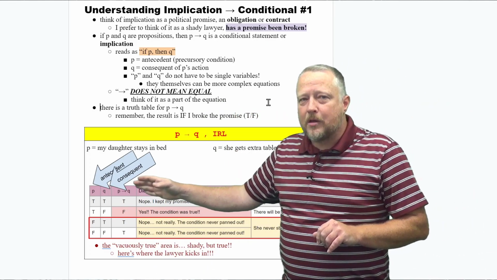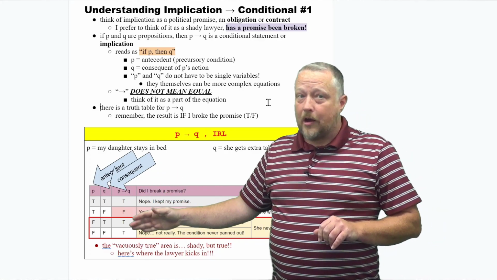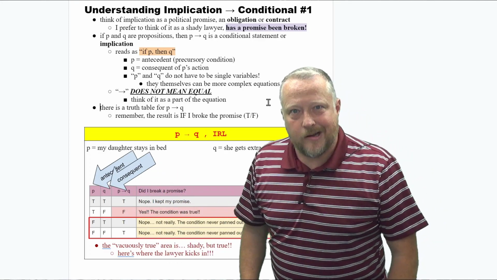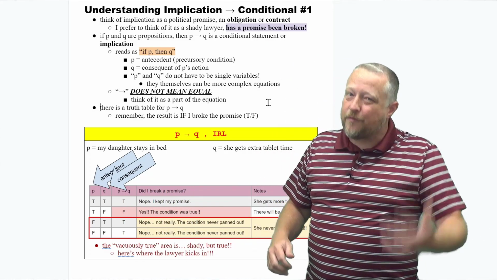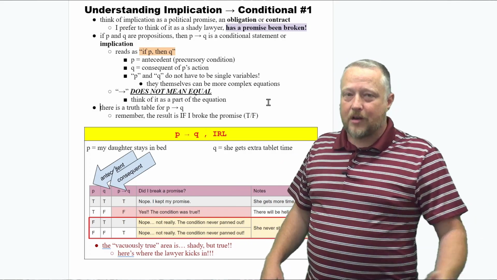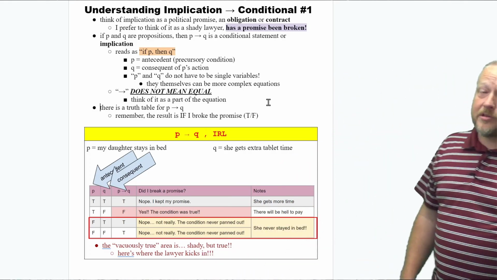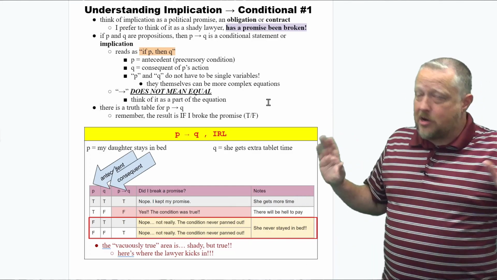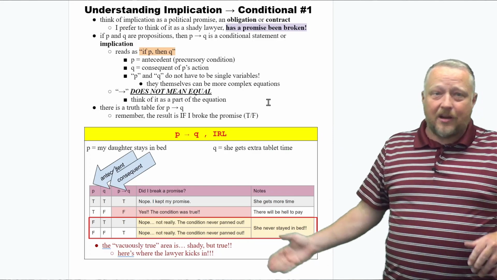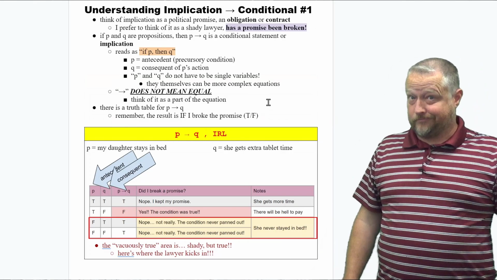Remember, this column lets me know if I broke a promise somewhere in this. I didn't break a promise because she never stayed in bed. I wasn't able to give her that extra tablet time because she didn't fulfill that first part of the contract. So these last two parts are called vacuously true because, hey, I didn't break a promise, so I'm still good. That's the true part of that. She never stayed in bed, so that's where the lawyer kicks in on this.